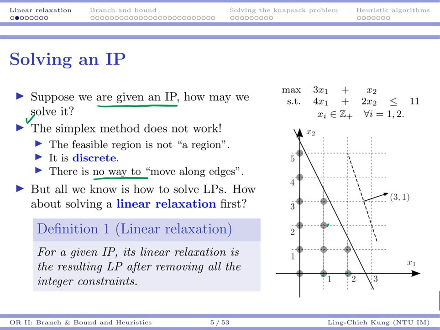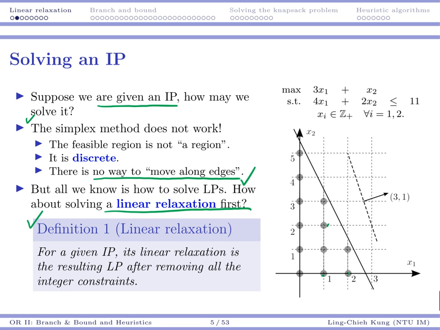So in that case, there's no way for us to move along edges, right? So maybe we need some other ways. But we don't really know a lot of things, right? For operations research, for mathematical programming, the only systematic method that we have learned is the simplex method. So maybe we should find some connection between integer programs and linear programs to see whether the simplex method may help us. So how about this? Let's try to solve a linear relaxation of our integer program.